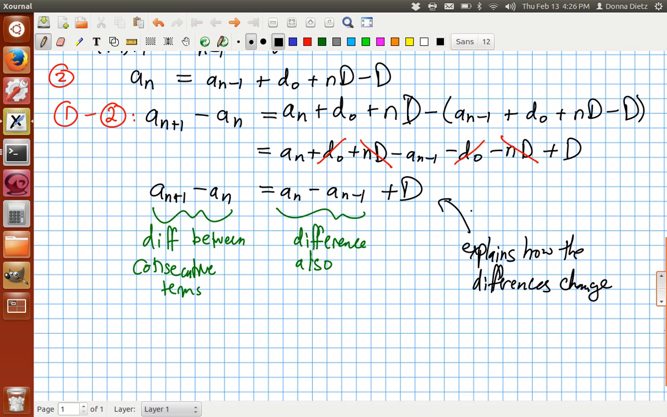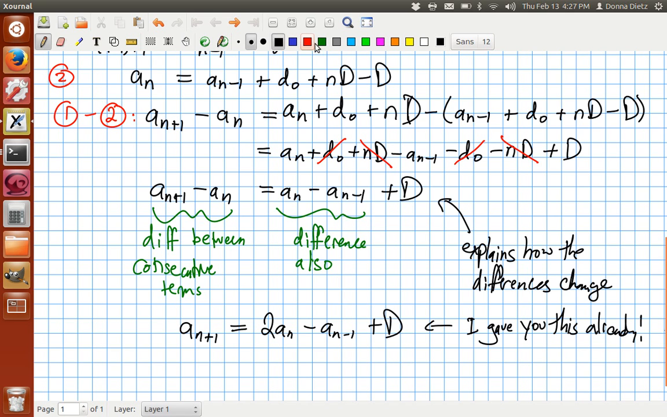If I move that a_n over to the other side, I get a_{n+1} = 2a_n - a_{n-1} + D, just as I had claimed before. So this was the formula I gave you before. But now the point here is that really what's going on is that these differences here are changing.